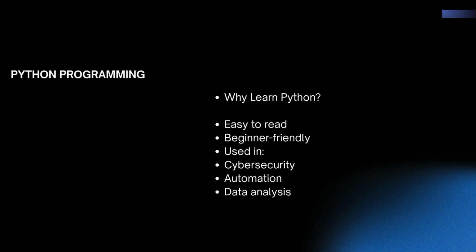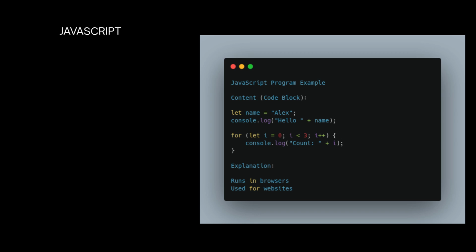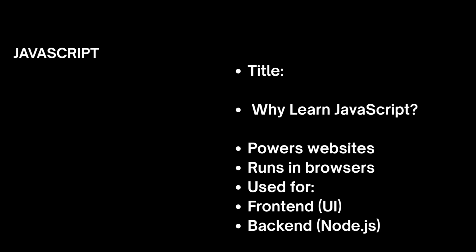Now let's look at JavaScript. JavaScript is mostly used for websites. Here, we create a variable called name and print a message like hello Alex. Then we use a loop again to count from 0 to 2. So just like Python, JavaScript also gives instructions to the computer.